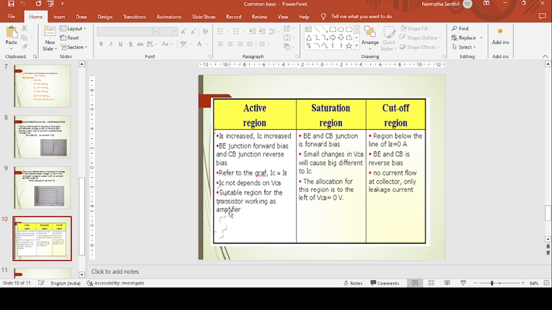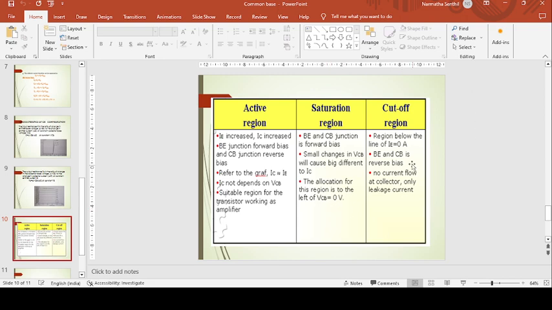This is the suitable region for the transistor working as an amplifier. So we can use this region for working as an amplifier. Saturation region: here the base emitter junction and the collector base junction are forward biased. Very small changes in the voltage across collector base will cause a big difference to IC, the collector current. This region lies to the left of VCB equal to 0 volt.